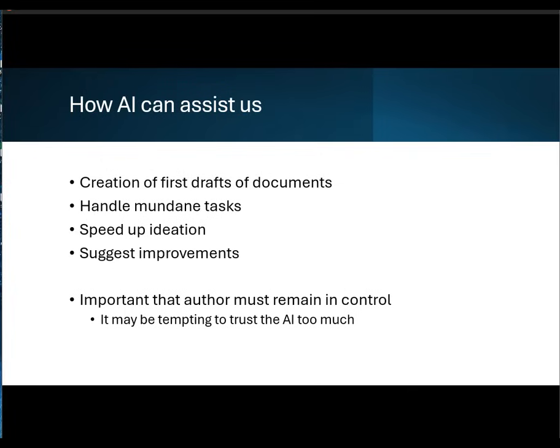So AI can assist us in several ways. The first is probably creation of the first draft of documents. Next, it can help us to handle mundane and repetitive tasks that we do all the time. Then AI can help to speed up ideation and even suggest improvements to our work. But it is important that we understand that we humans, the authors, must remain in control. It may be very, very tempting to trust the AI too much.